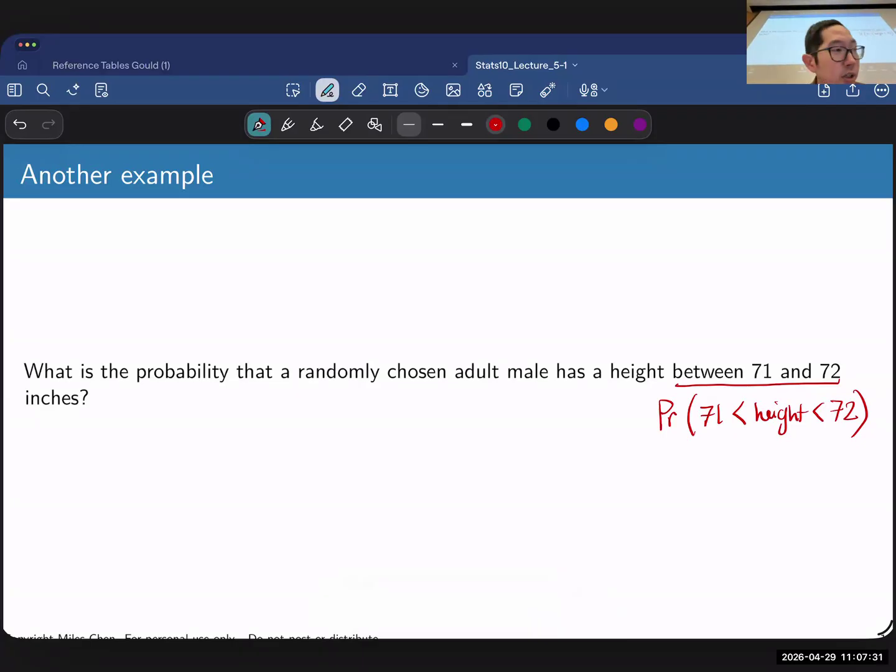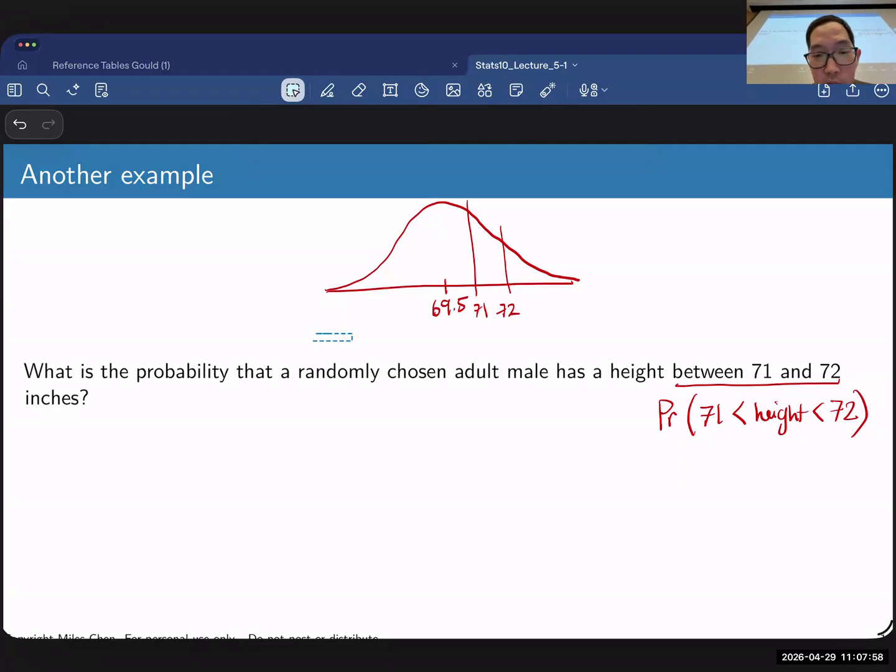So the picture we're going to draw is going to look something like this, okay? So here's my normal model. I'm going to put 69.5 here. We're going to go a little bit above, and this is going to correspond to 71. We're going to go a little bit above that, and that's going to give us 72. What I want to do, I want to copy this. Copy, okay. And what we want is the area in between.